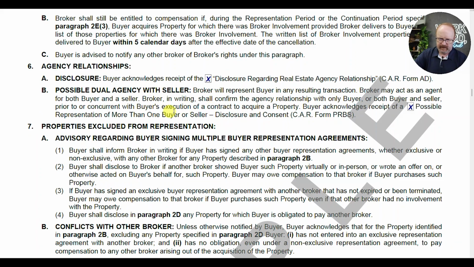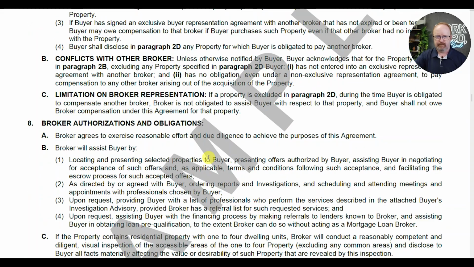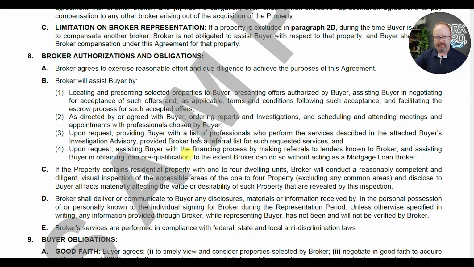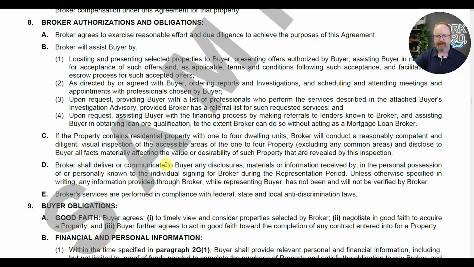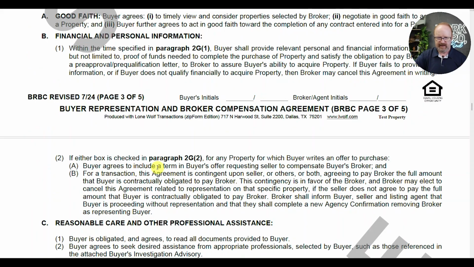It again discusses agency and the possible dual agency. It advises the buyer not to enter into more than one agreement with more than one buyer's agent because they may end up owing compensation to two agents. Talks a little bit about what your obligations are as the broker. So you want to read up on what you're supposed to do for your buyer. Act in good faith, etc. The buyer also has to act in good faith.